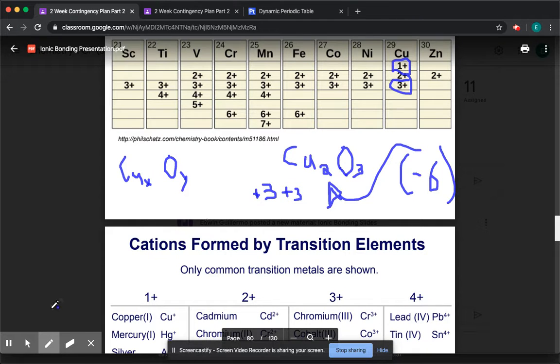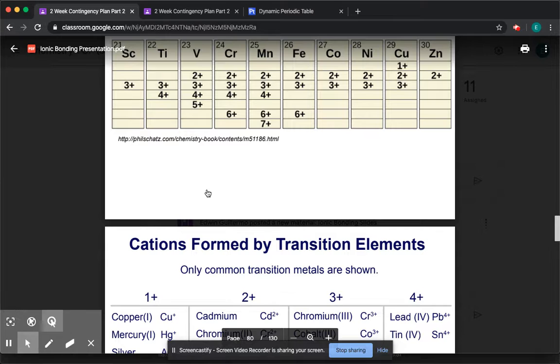If we use the plus 2 version, can you guess what the formula is going to be? If we did the plus 2 version, it would just be CuO. There'd be no numbers there. 1 oxygen minus 2, 1 copper plus 2, they cancel and they're happy. But that's for the transition metals.